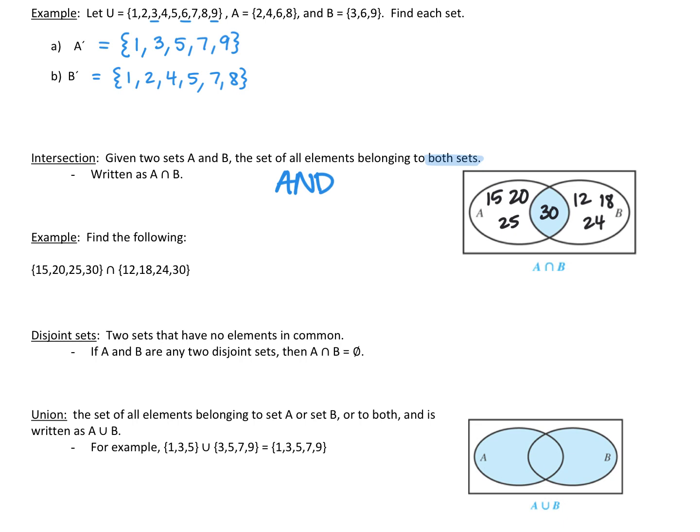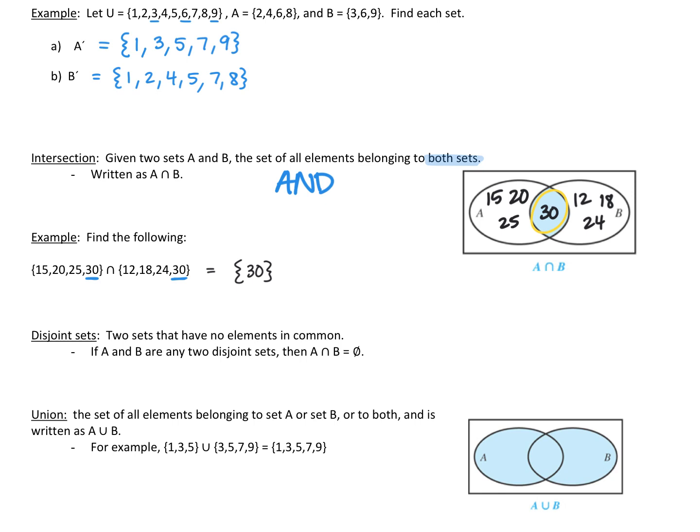When I talk about the intersection, I'm talking about this part here that they overlap in. The intersection between these two sets would just give me the set of 30, because that's the only one they both have. Two sets are disjoint if they have no elements in common, and that's when you use the empty set. If I had nothing in common here, then the intersection of A and B would be the empty set. Obviously this one had something in common.